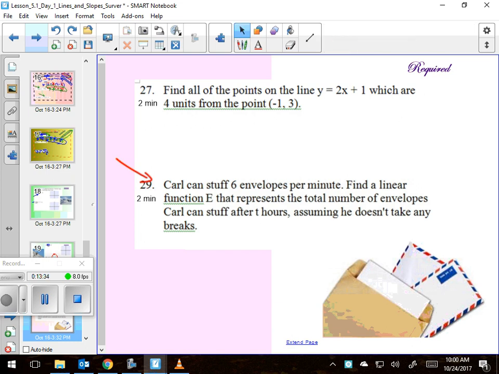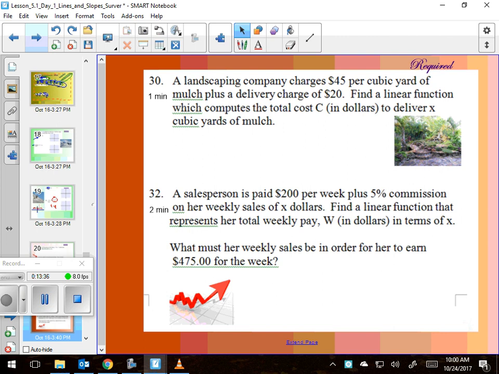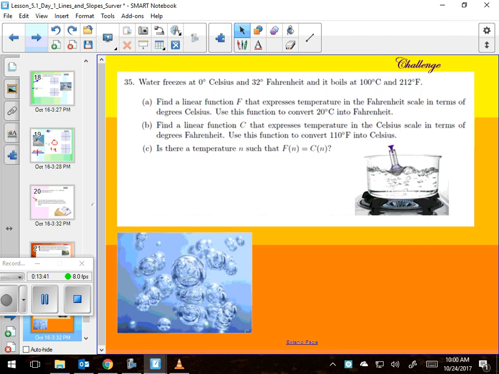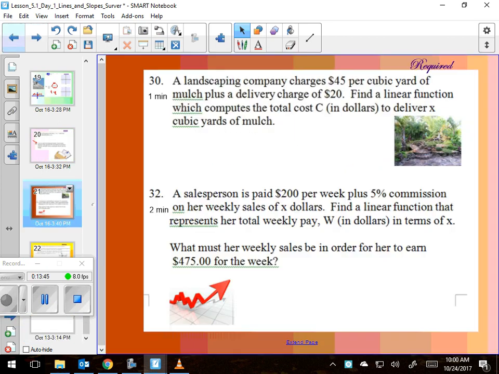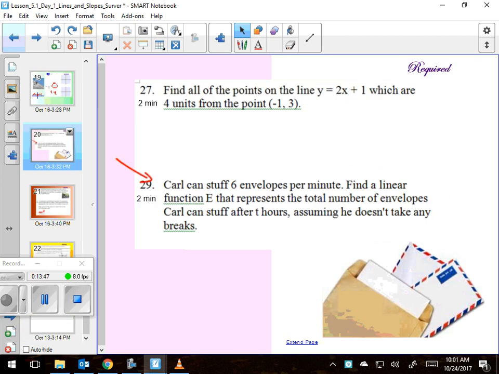So I think that's enough for today, given how much time we have left in class. So you may skip these last 2 pages there. Okay, so you're going to end with this Carl can stuff envelopes question. Okay, I'm hoping you feel like that was a pretty easy day. And it's okay to have a nice, easy day every now and then. So, okay, that's all I got for you for today.